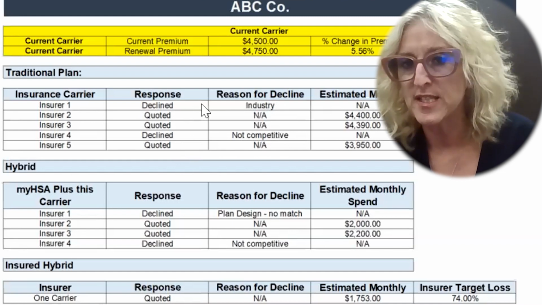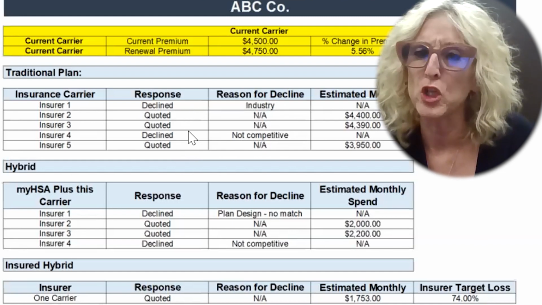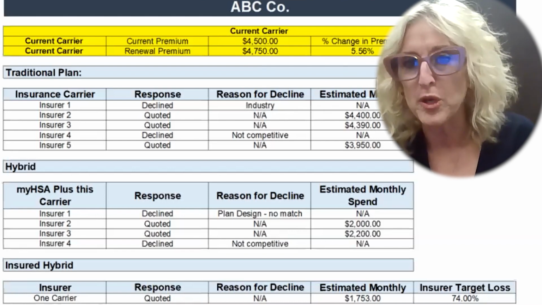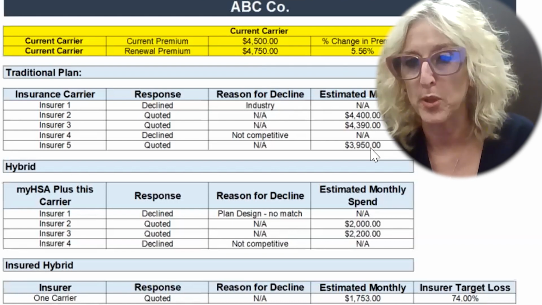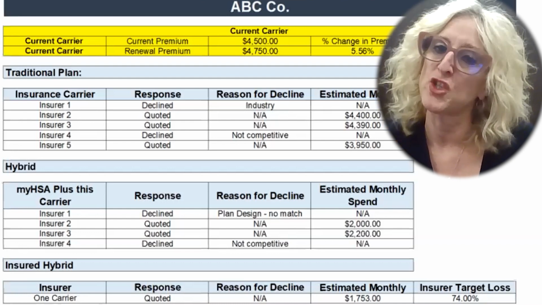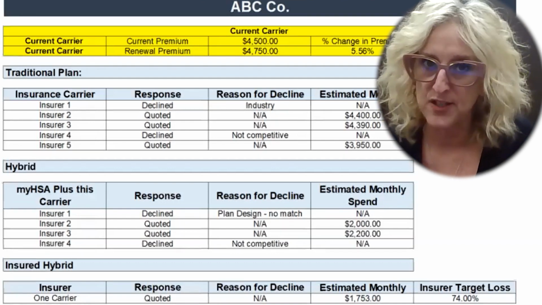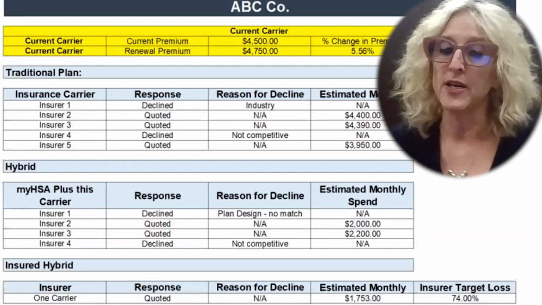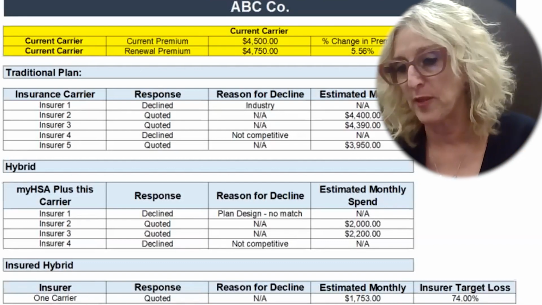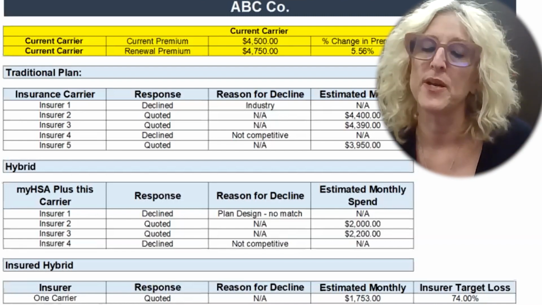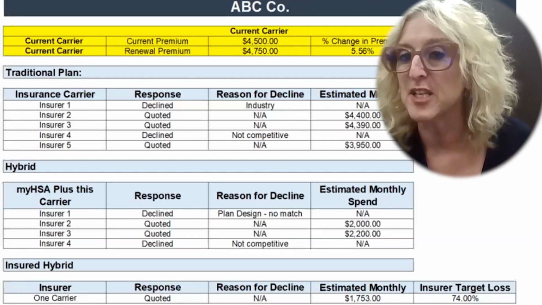So the responses, whether they've quoted, whether they've declined, the reason for the decline. If they have quoted, we'll put in the estimated monthly premium, and then the target loss ratio, which is the break-even point that an insurer will give this group based on the nature of industry, number of people on the plan, and the plan design that's been quoted. So that plays an important role.